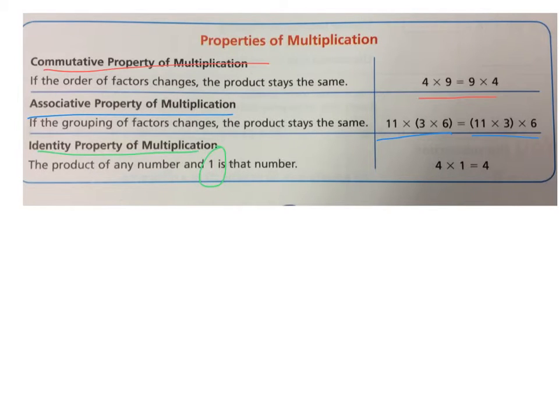But if it's the identity property of multiplication, do I multiply it by 0? No. Is 1 times 0, does the identity stay the same? No. I have to multiply by what? 1. So the identity property of multiplication says that the product of any number and 1 is that number.